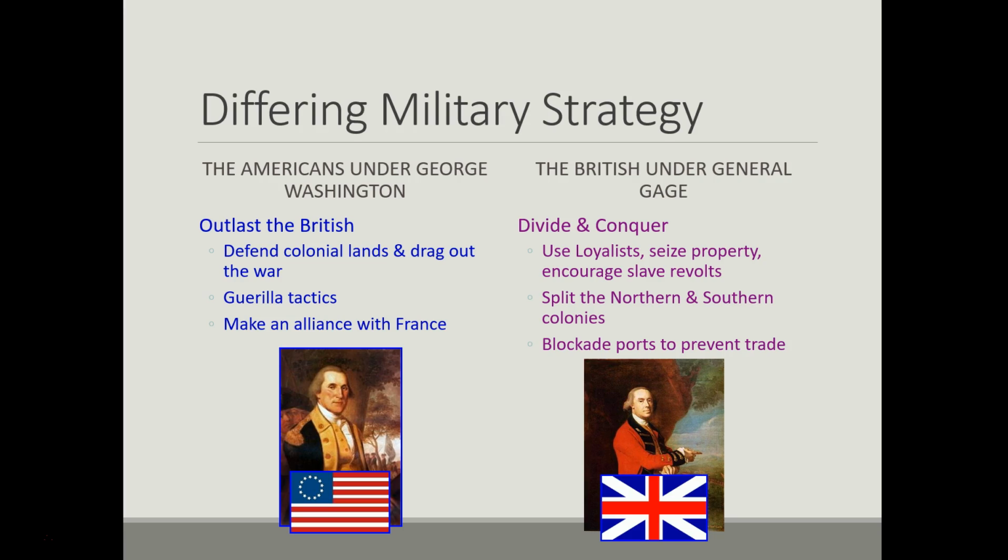If you can't get ships out, not only can you not trade with other countries, but you also can't get people out to go ask for help. Because at that point, we don't have airplanes. The only way to travel is by boat. And so if the British blockade all of our ports, we can't get ships out, we can't get people out, we can't really talk to anybody.